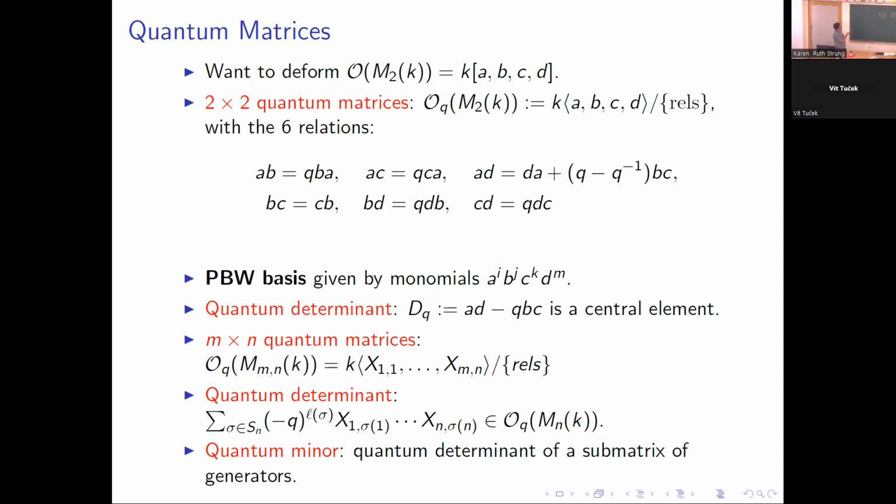Right. In the square case where m equals n, you've got a special element which is the quantum determinant. It's just a deformation of the classical determinant, and it's actually a central element again. And what is a quantum minor in this context? This would just be the quantum determinant of a submatrix of this matrix of generators. Okay, so each square subalgebra here is isomorphic to a quantum matrix algebra. You can form its quantum determinant, and that's what I will call the quantum minor.